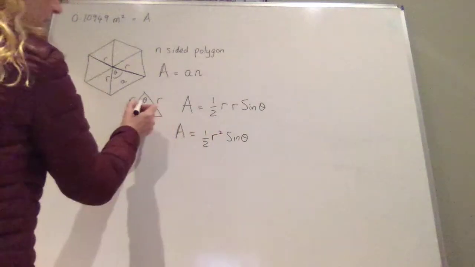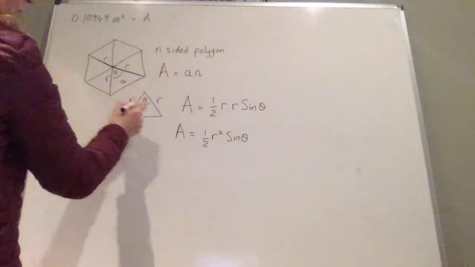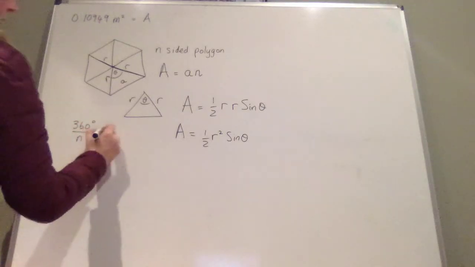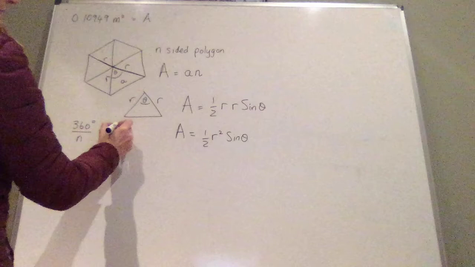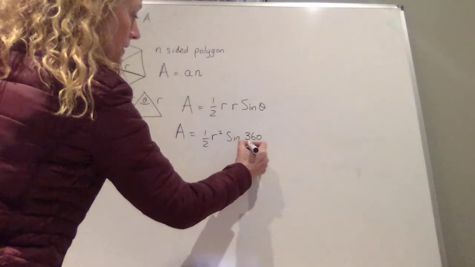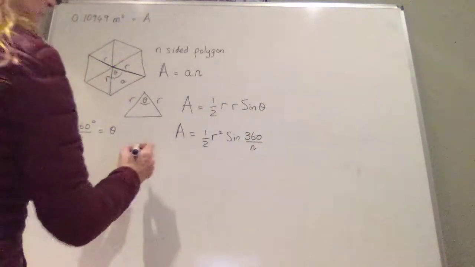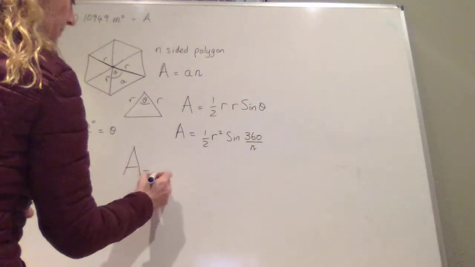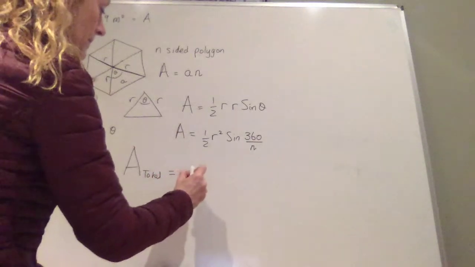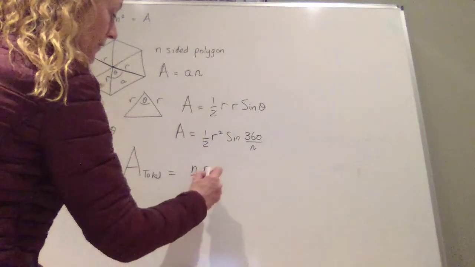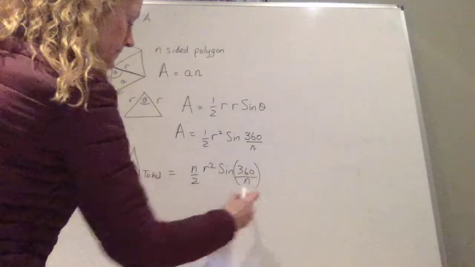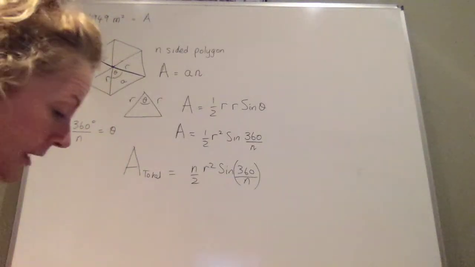Now theta, if we have n triangles, means 360 degrees divided by n will give you theta. And in this case, it would be 360 divided by 6. So we can replace the theta with 360 divided by n. That means the total area for the flat polygon is n multiplied by a half r squared sine 360 over n. Okay, that gives us the area that we require.